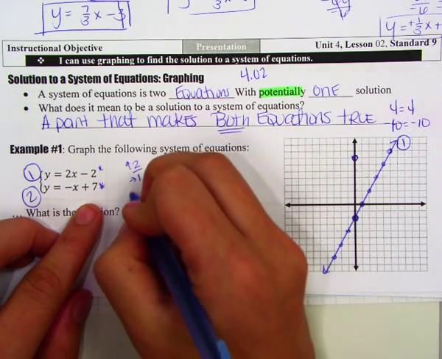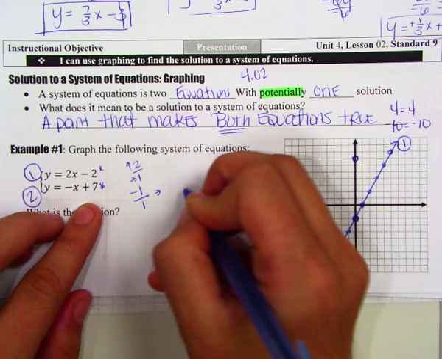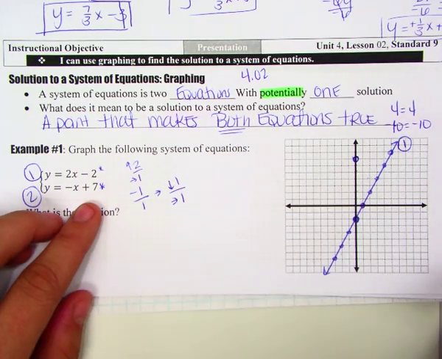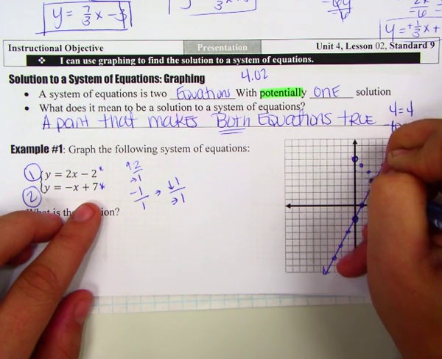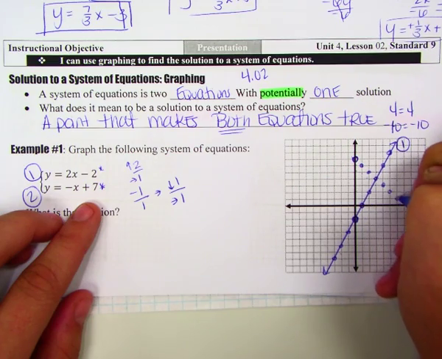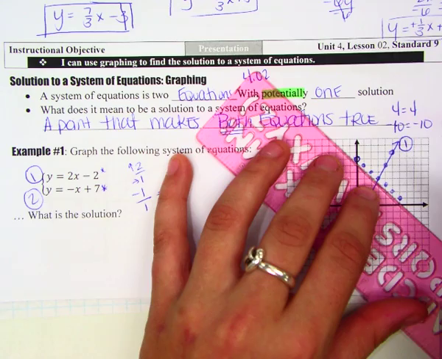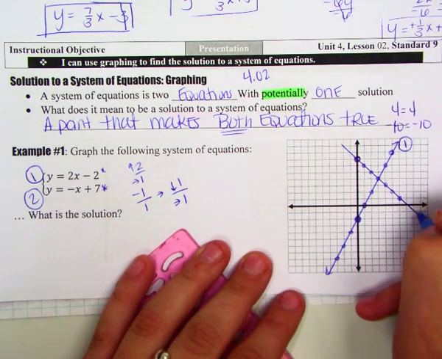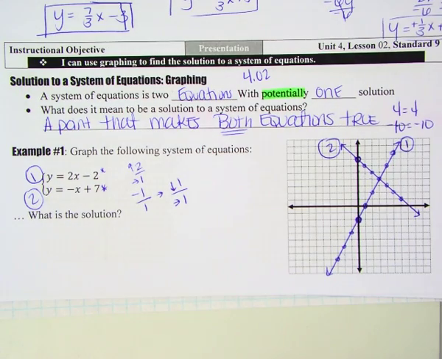Then I'm going to count my slope. It's a negative 1 over 1, which is down 1 and then right 1. From this point, down 1, right 1. Keep going. That looks pretty good. Use a straight edge to connect my points. And then I'm going to put a number 2 next to this one so that I remember that that's the second equation.